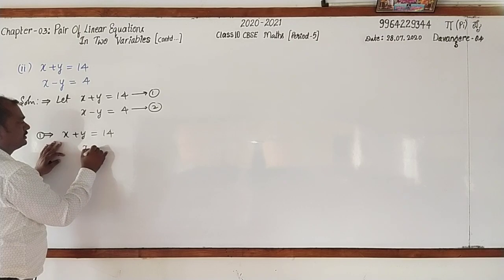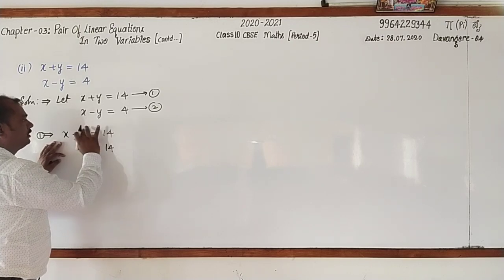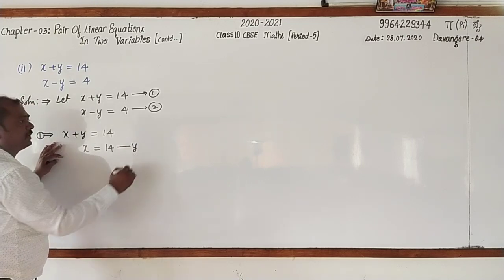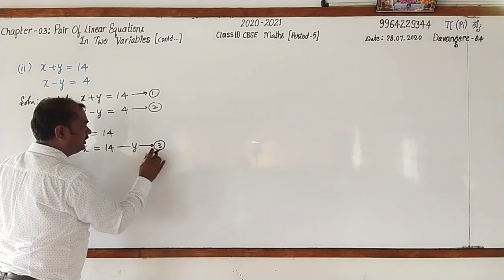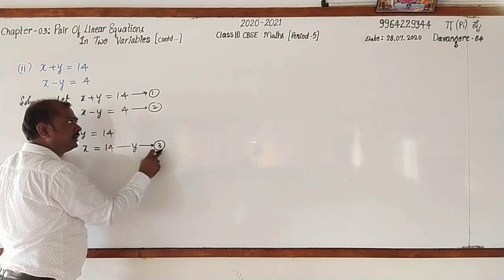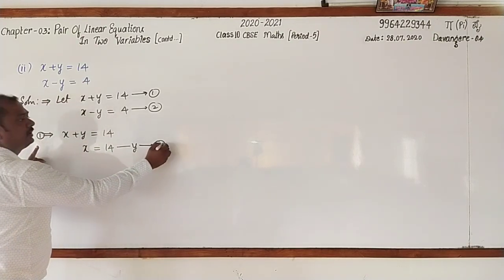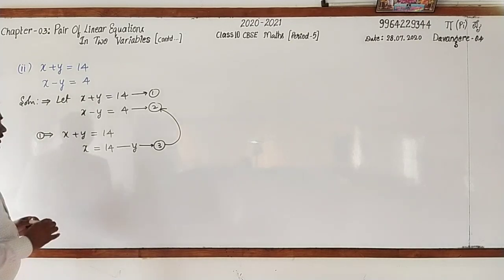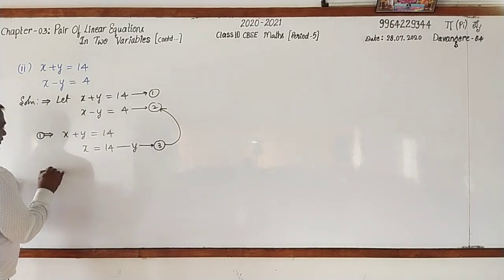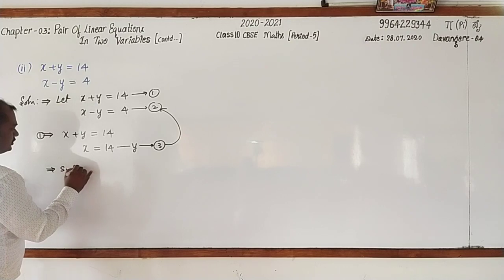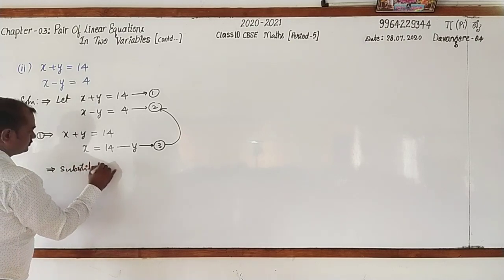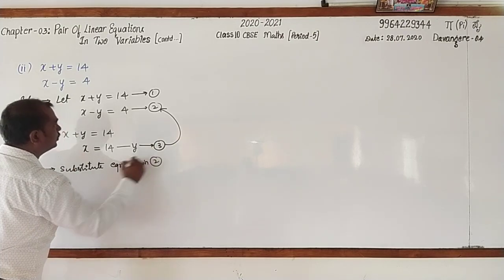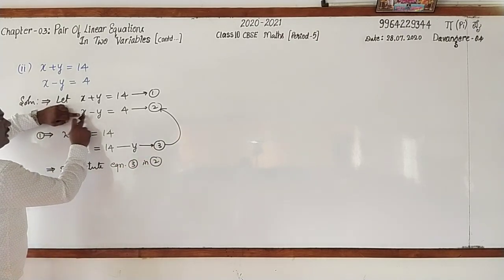Let us solve x. x is equal to 14, transfer y to the right hand side. So it becomes minus y. You may call it as equation 3. Equation 3 is formed from equation 1. Hence it should be substituted in 2. Clear? Here I will write. In the third step, we will substitute equation 3 in 2.